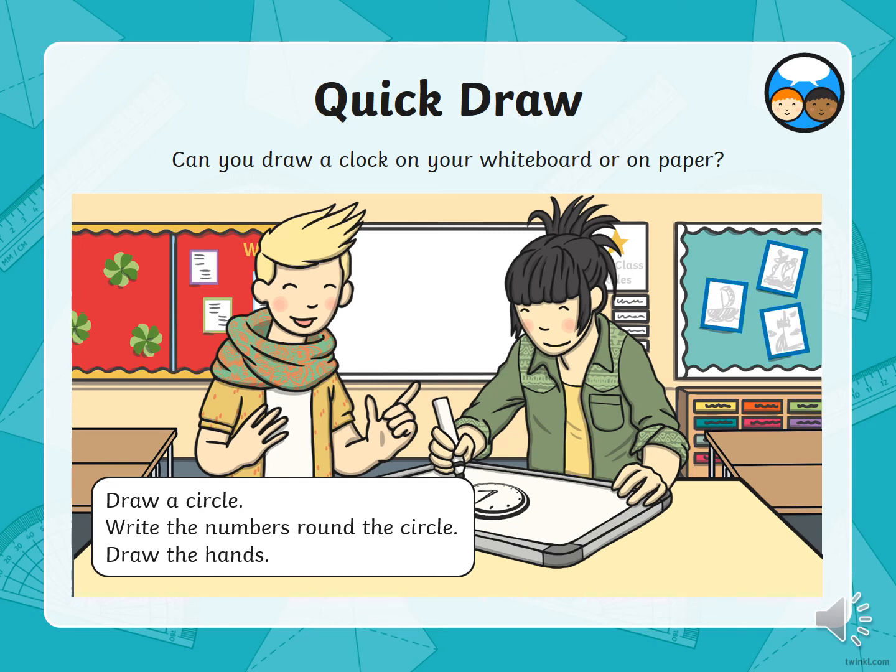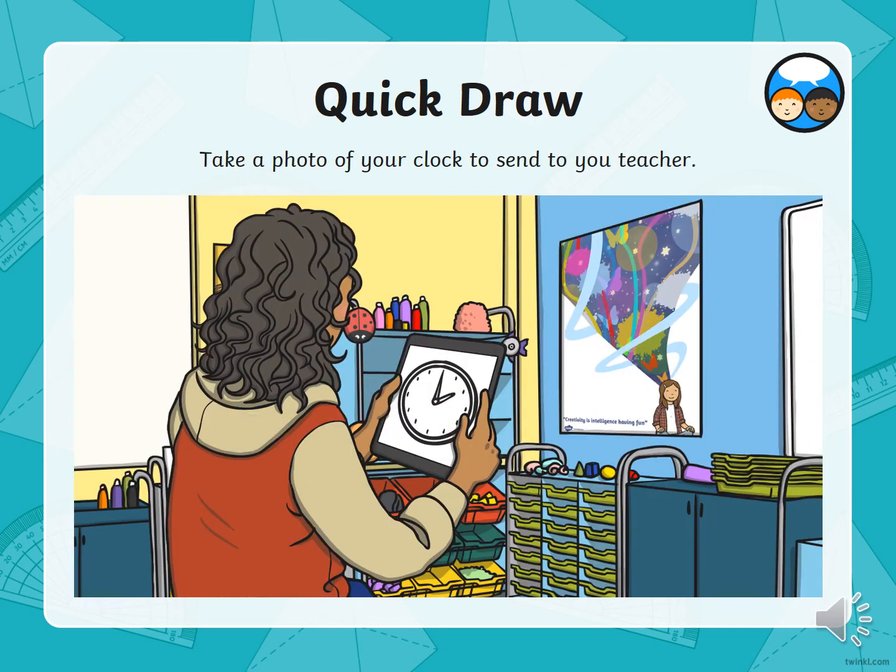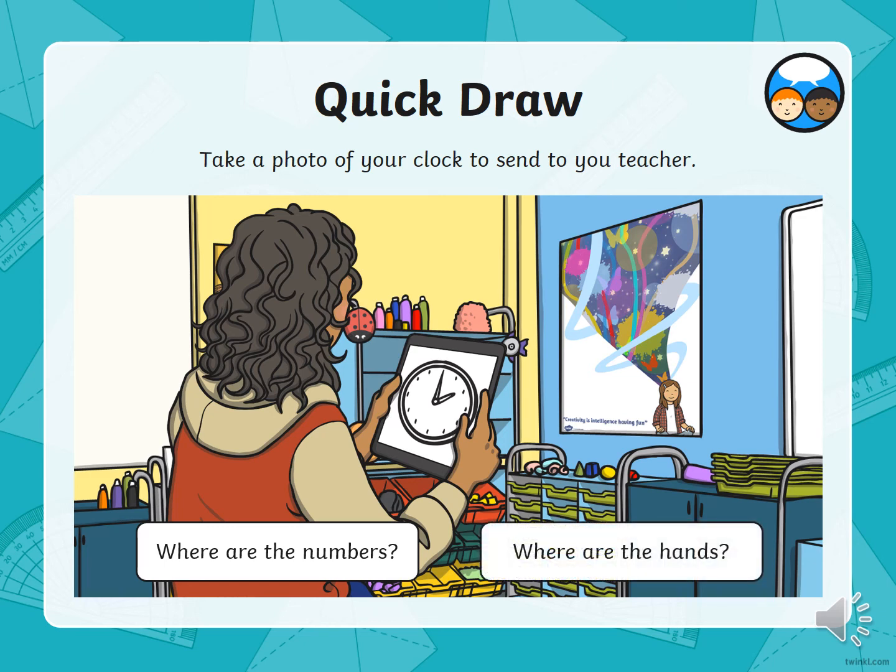You can either draw hands on your whiteboard or make separate hands. Take a photo of your clock and send it to your teacher. Can you show me where are the numbers and where are the hands?